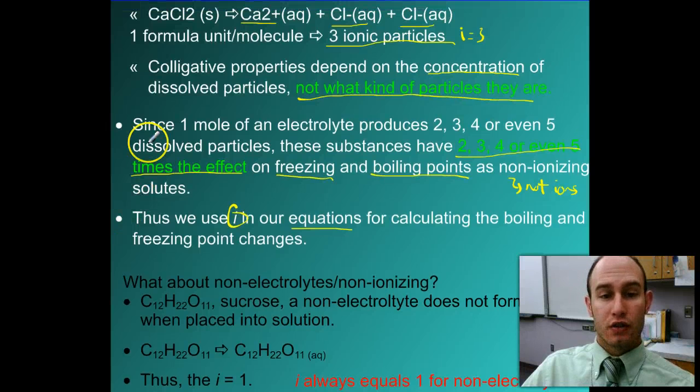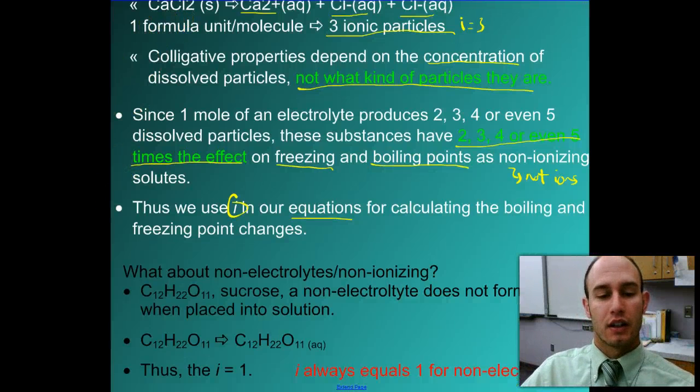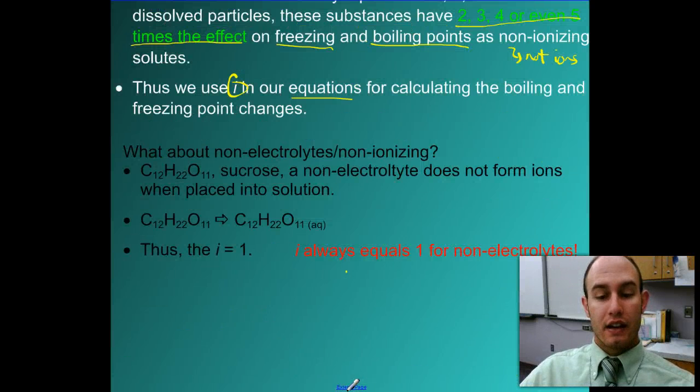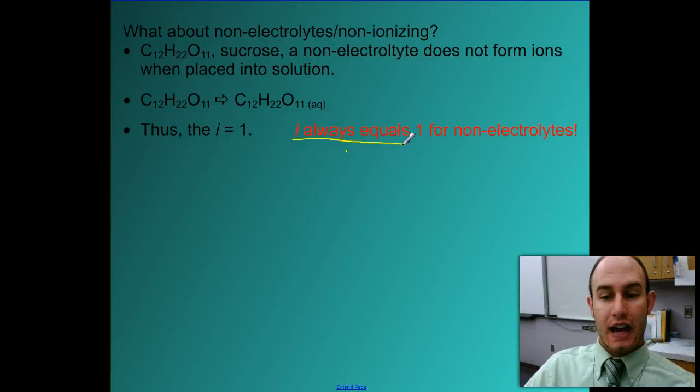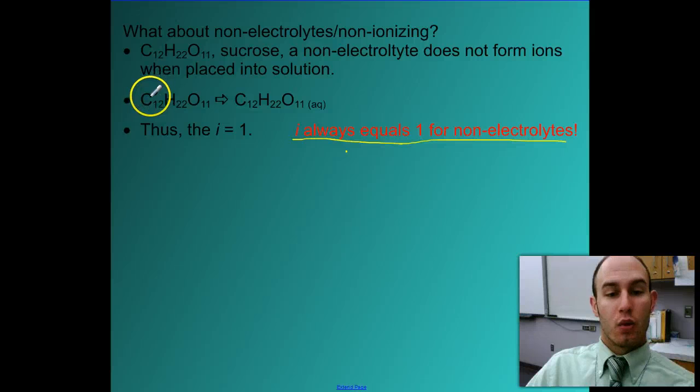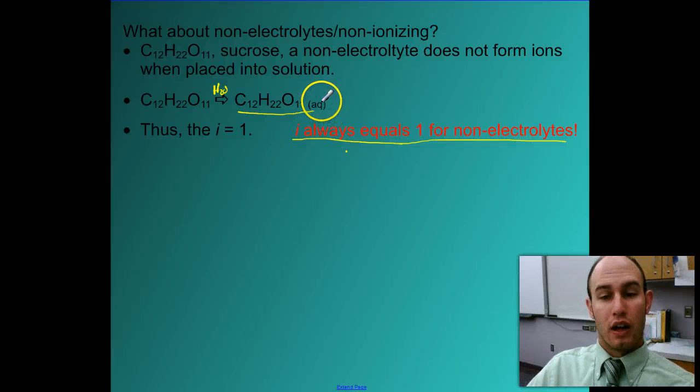And usually all of these dissolving salts are going to be electrolytes, and that's why we talked about identifying electrolytes versus non-electrolytes. Looking at non-electrolytes as a form of I values, it's very significant to have this down here. I always equals 1 for non-electrolytes. So in this example, C12H22O11, if it was put into water, it's going to say C12H22O11 aqueous. So the I value equals 1.